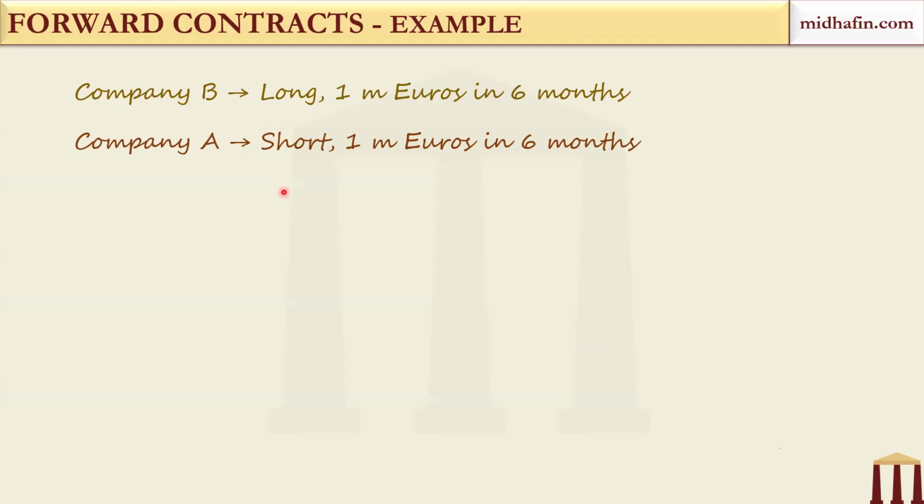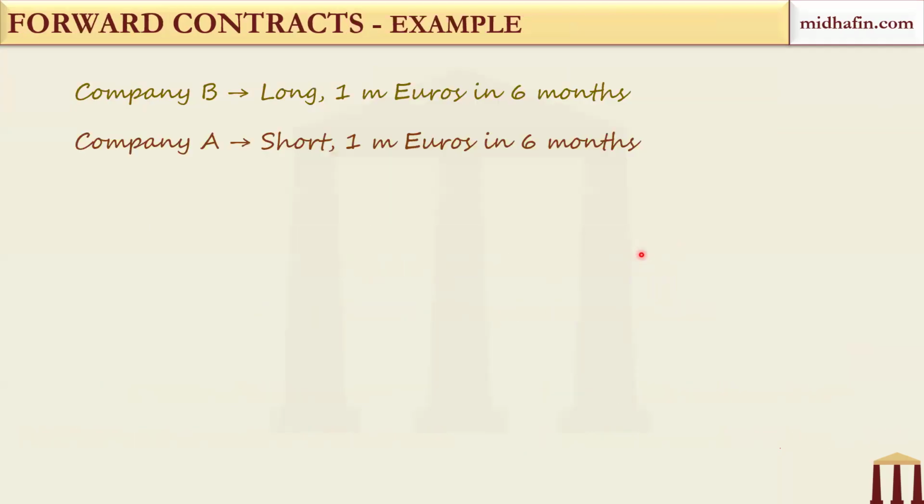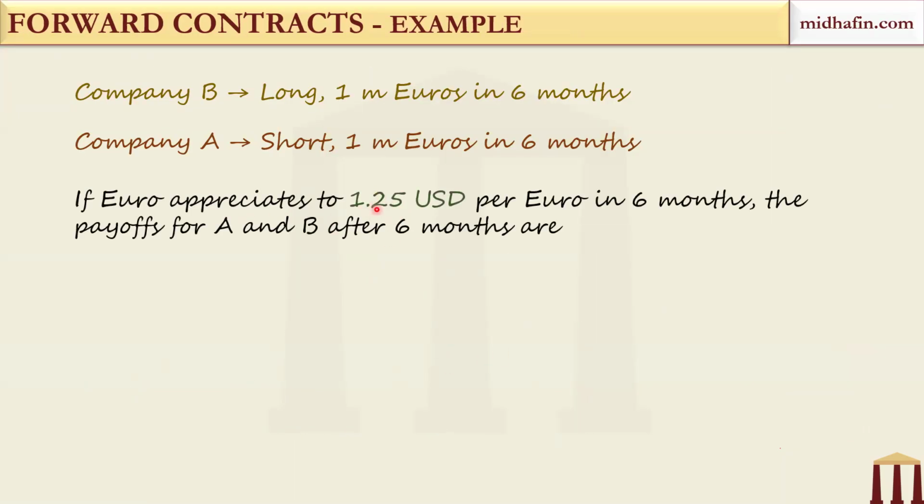Now, let's take an example and let's say, okay, this is our base. So from the same table, this is the current mid-market spot, okay? Now, if euro appreciates, it means that it will become higher than this. So let's say euro appreciates to this number, $1.25 per euro in 6 months. What will be the payoffs for A and B after 6 months?